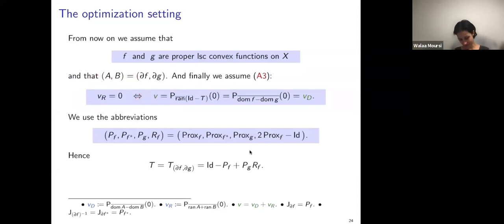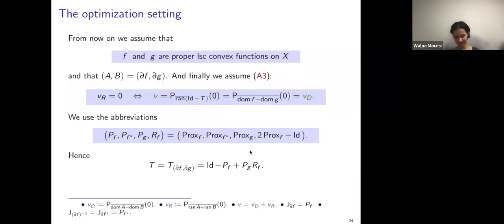And VR is 0 if and only if, because remember earlier we have V decomposed into VD plus VR. So if VR is 0, this means that V is VD. You remember that decomposition earlier. So this means that V is just VD. And what is VD? It is the projection of 0 onto the Minkowski difference of the domains, all closed.